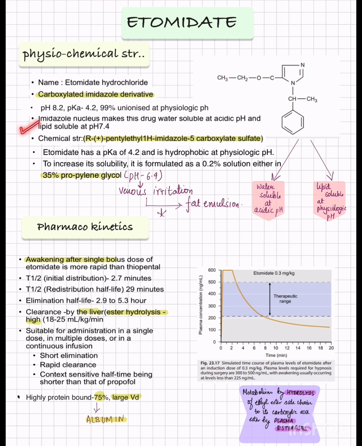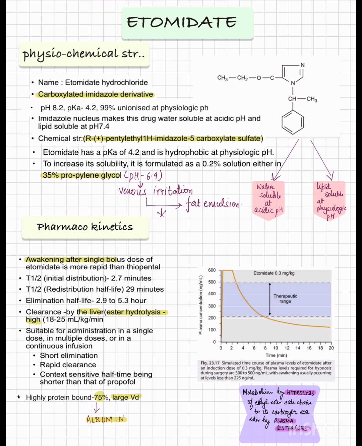This imidazole nucleus makes this drug water soluble at acidic pH and lipid soluble at our physiological pH. Also, another important part is that it contains propylene glycol 35% to increase its solubility, which is a venous irritant. It has a pH of 6.9 and is venous irritant. To decrease this venous irritation, fat emulsion is used as a base.